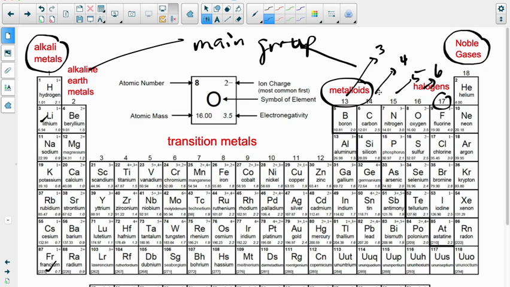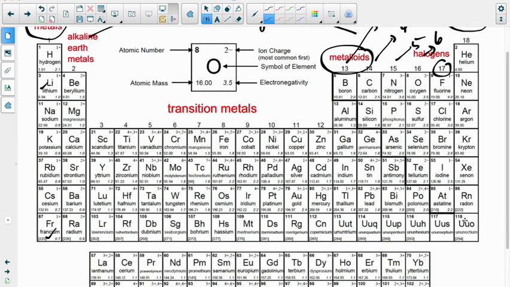One of the things you should know before we move on is that the noble gases have complete outer shells. What I mean by that is they have a full set of electrons in their outer shells, and that makes them energetically stable and non-reactive.